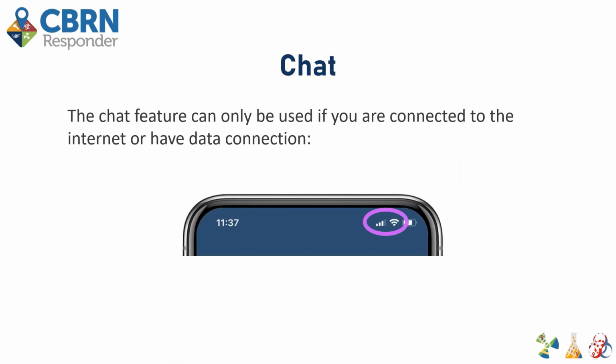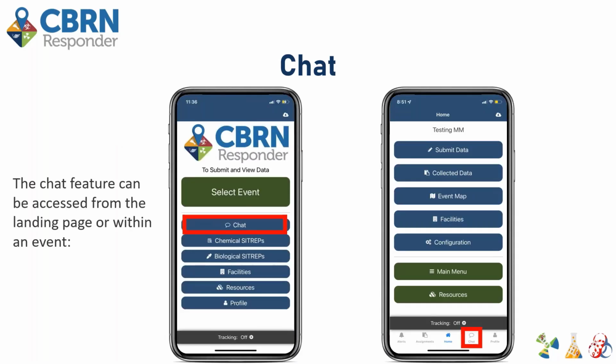For the mobile application, even though you can collect data through CBRNResponder in an offline mode, in order to use chat, you must be connected to the internet or have data connection. If you want to initiate or access your chat, you can either do so from the CBRNResponder main menu or from your bottom icon when you're within an event.